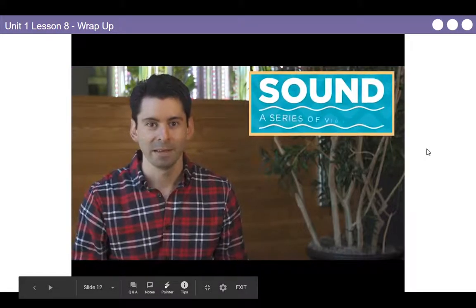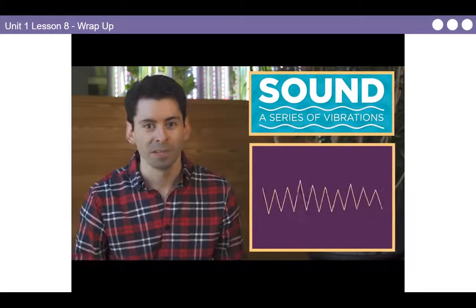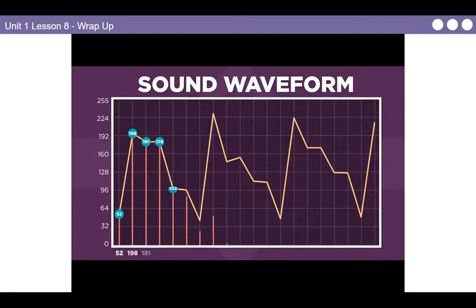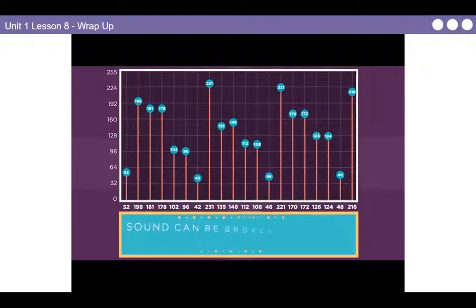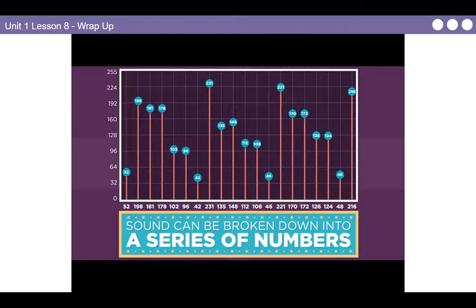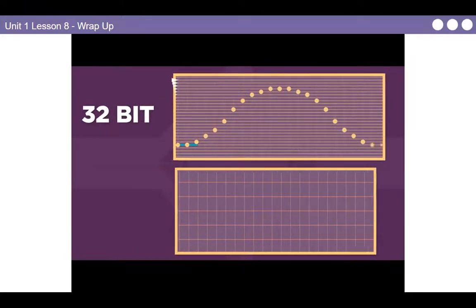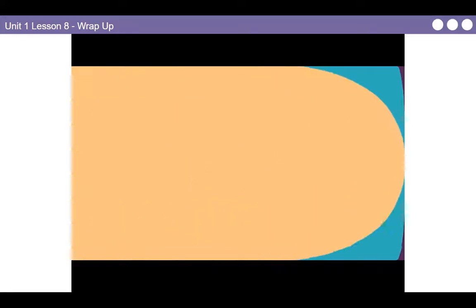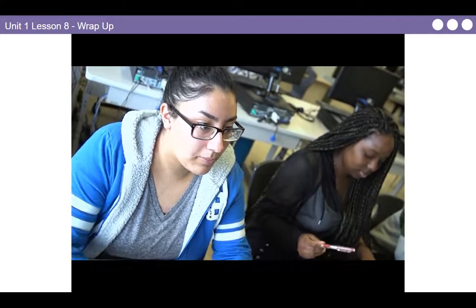Every sound is basically a series of vibrations in the air. Vibrations can be represented graphically as a waveform. Any point on this waveform can be represented by a number. And this way, any sound can be broken down into a series of numbers. If you want higher quality sound, you would pick 32-bit audio over 8-bit audio. More bits means a higher range of numbers. It's sampling.